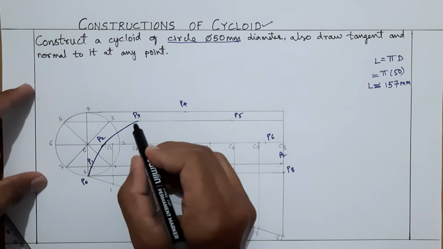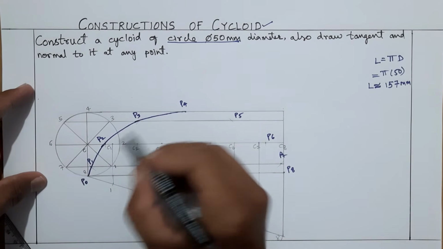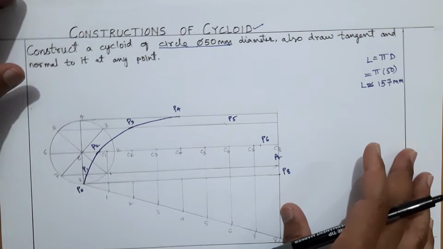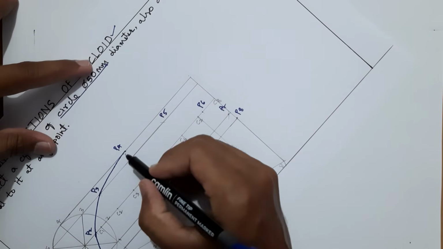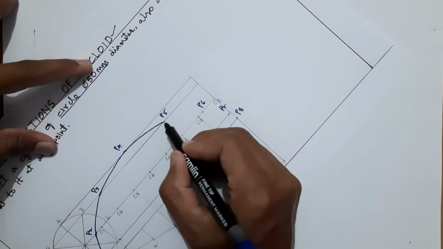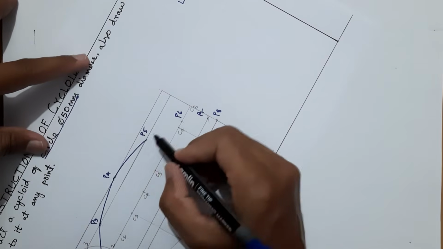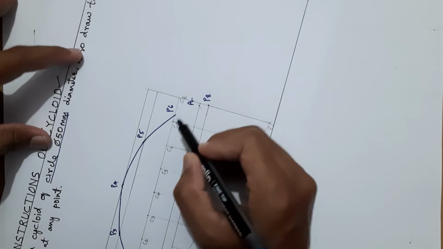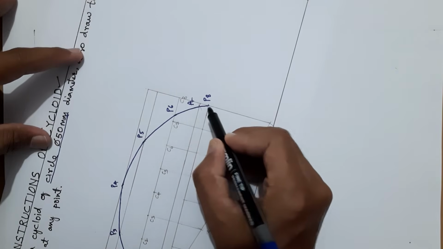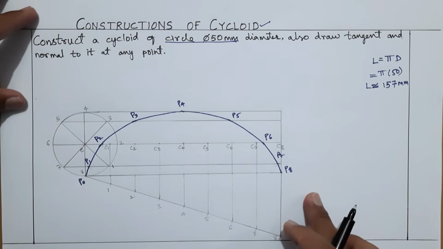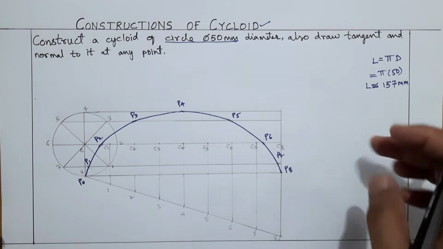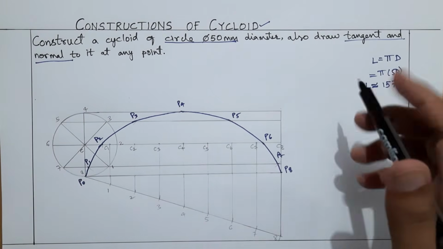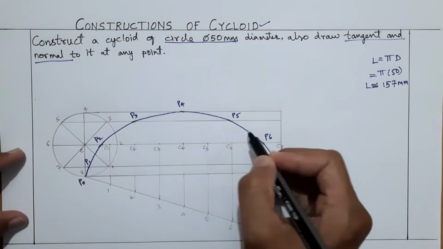So you have to practice a bit to get a smoother curve. Your movement of the hand should be smooth and free. I'll rotate this. Like this. Here our cycloidal curve is completed. Now what you have to do, you have to draw tangent and normal to this curve at any point. So any point you can consider here or here.